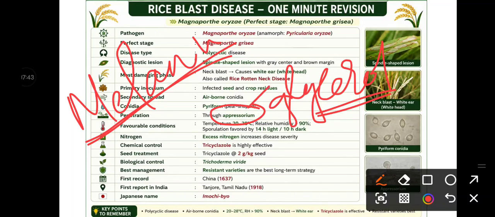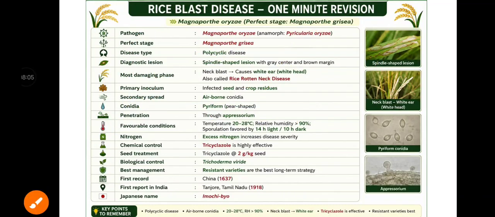The appressorium wall actually consists of melanin, which is helpful for restricting the glycerol, meaning it does not allow the glycerol to come outside. So for pressure maintenance, the glycerol and melanin are very important. Remember this also.